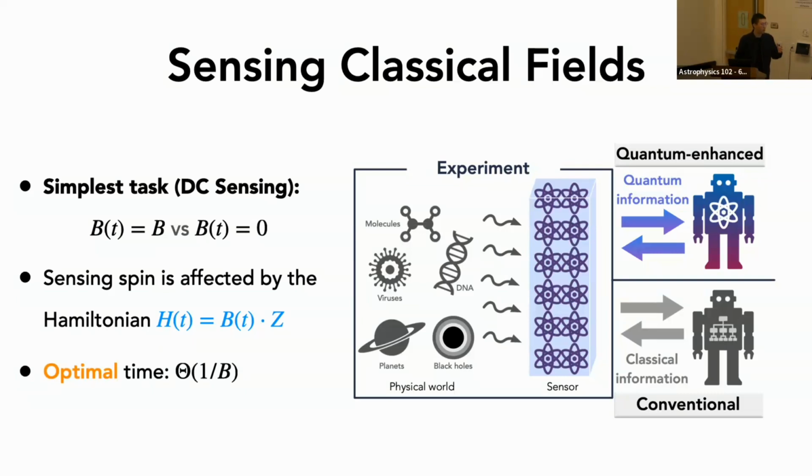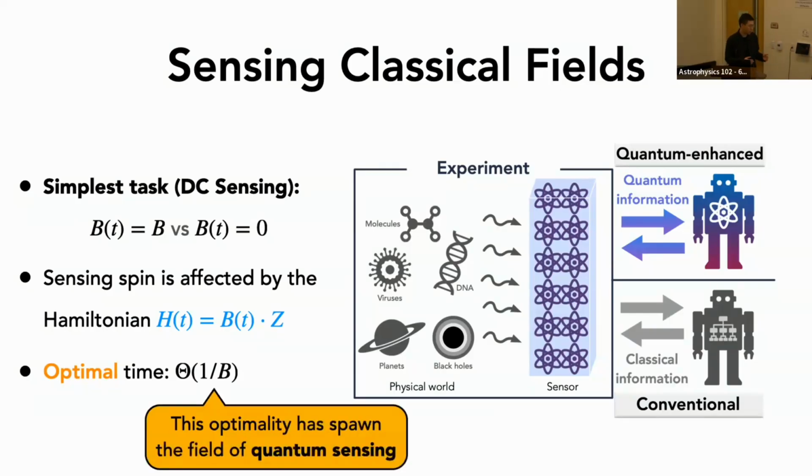And people have designed various protocols that can reach the Heisenberg limit. And people have also proven lower bounds that say this Heisenberg limit can never be surpassed. And essentially, this optimality has spawned the entire field of quantum sensing, where people try to build the best sensor for sensing these DC fields.